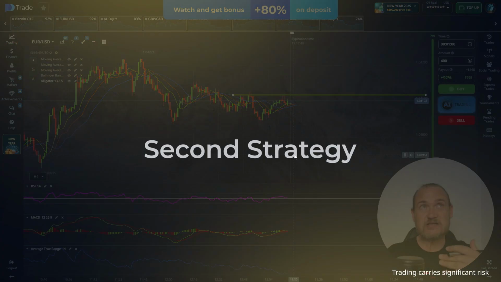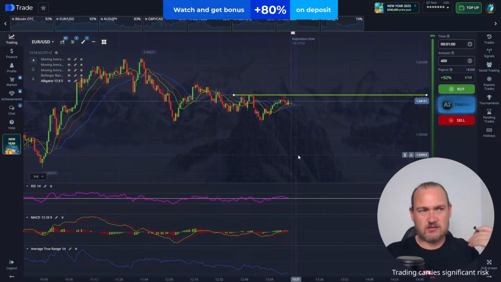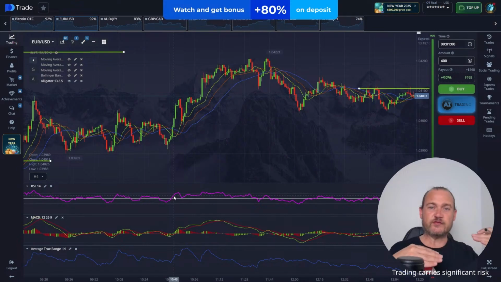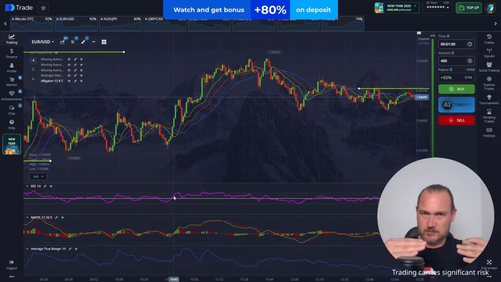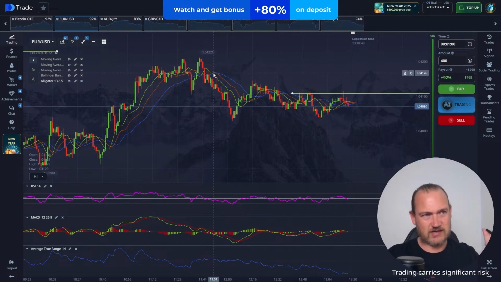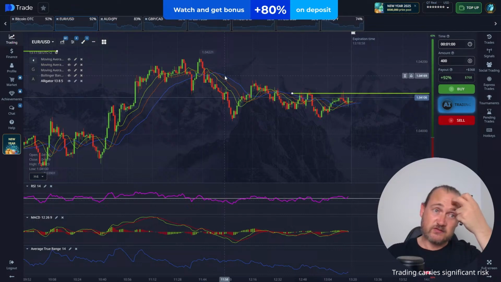Let's look at the second strategy to use the alligator with. We're going to look for areas where, if the RSI is moving above the 50 line, price is considered bullish, and if it's moving below the 50 line, price is considered bearish. So if we look at areas where we find crosses, when the alligator crossed downwards here, even though it was ranging, my RSI had been bearish already, and we could have taken a 5-minute sell here because my RSI confirmed the direction.